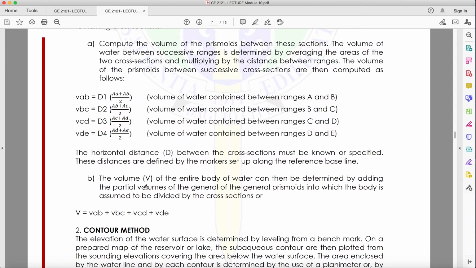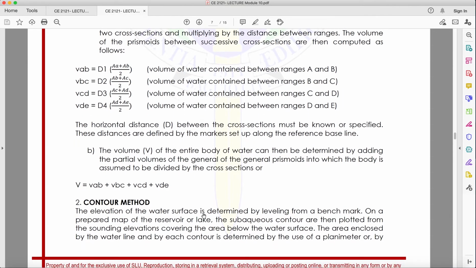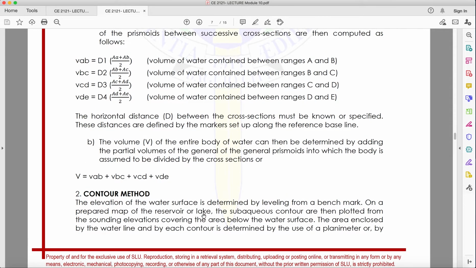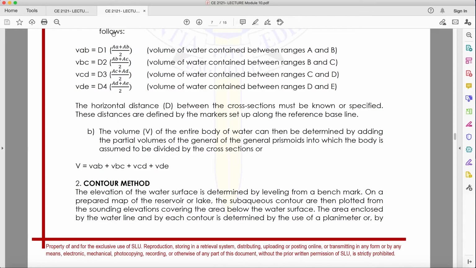So by the volume, the entire body of water can be determined by adding the partial volumes of the general prismoids, into which the body is assumed to be divided by the cross sections. So we get the individual volume, then add them.